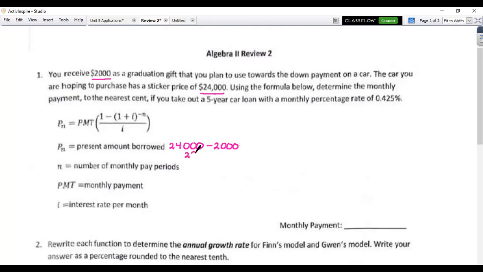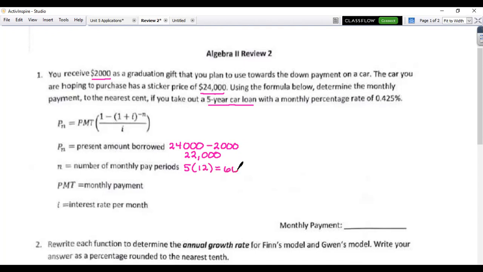I've actually found in the past that a lot of students don't realize that. So yes, that gets deducted from what you're going to finance. You don't want to pay interest on money you already have. N is the number of monthly pay periods. How long is this loan? Yep, 5 years. And how many times do you pay it each year? 12. So 5 times 12 is how many payments are you going to make? 60. Yep.